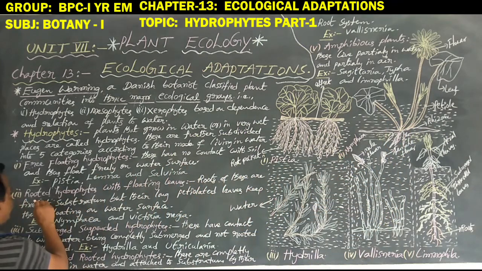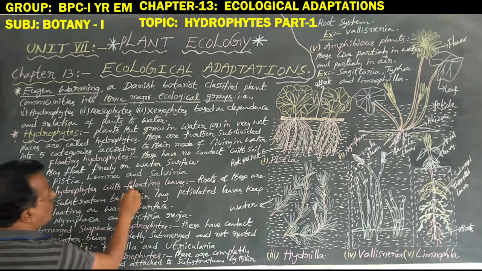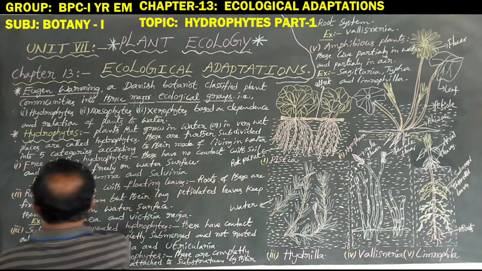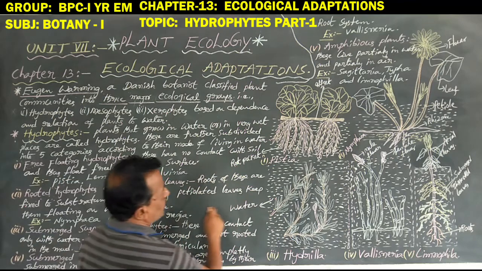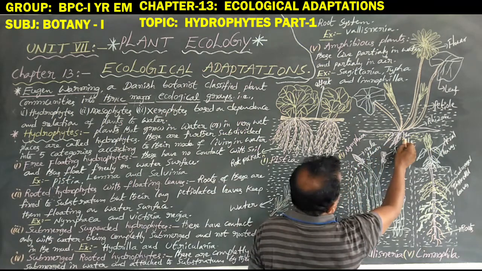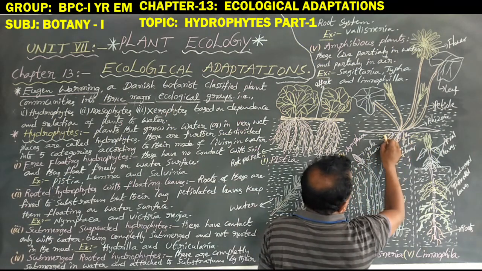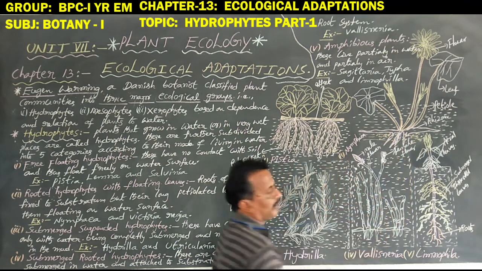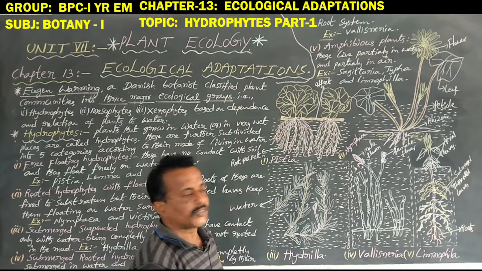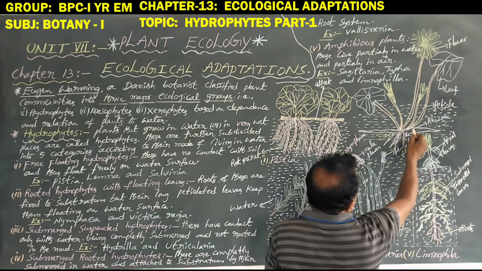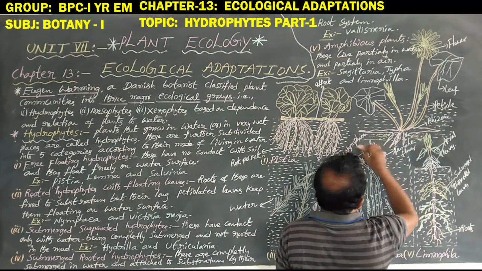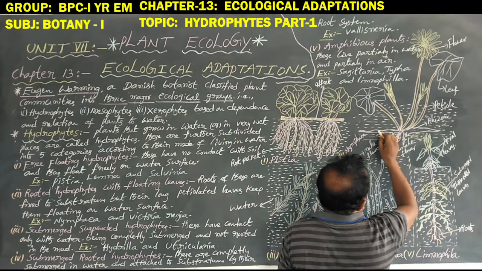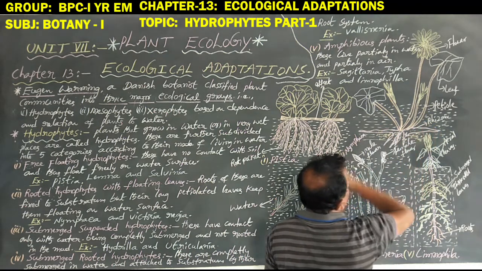So dear students, what are the character features of rooted hydrophytes with floating leaves? The roots of these are fixed to the substratum, always fixed to the mud. This is the stem, the rhizome. Nymphaea contains a stem that is an underground stem modified into a rhizome.